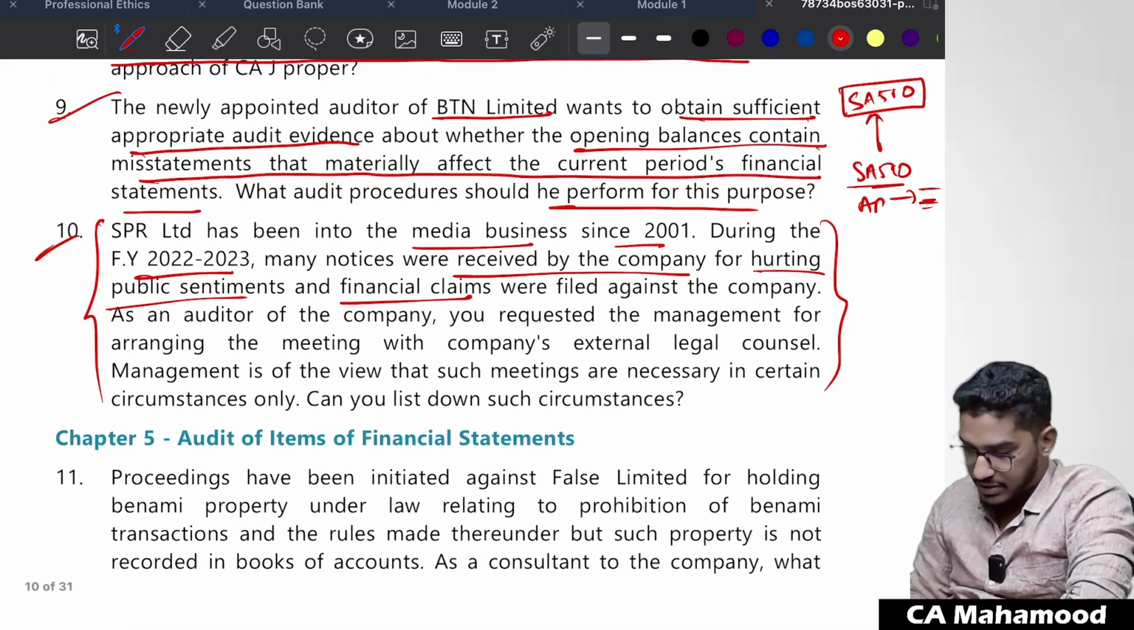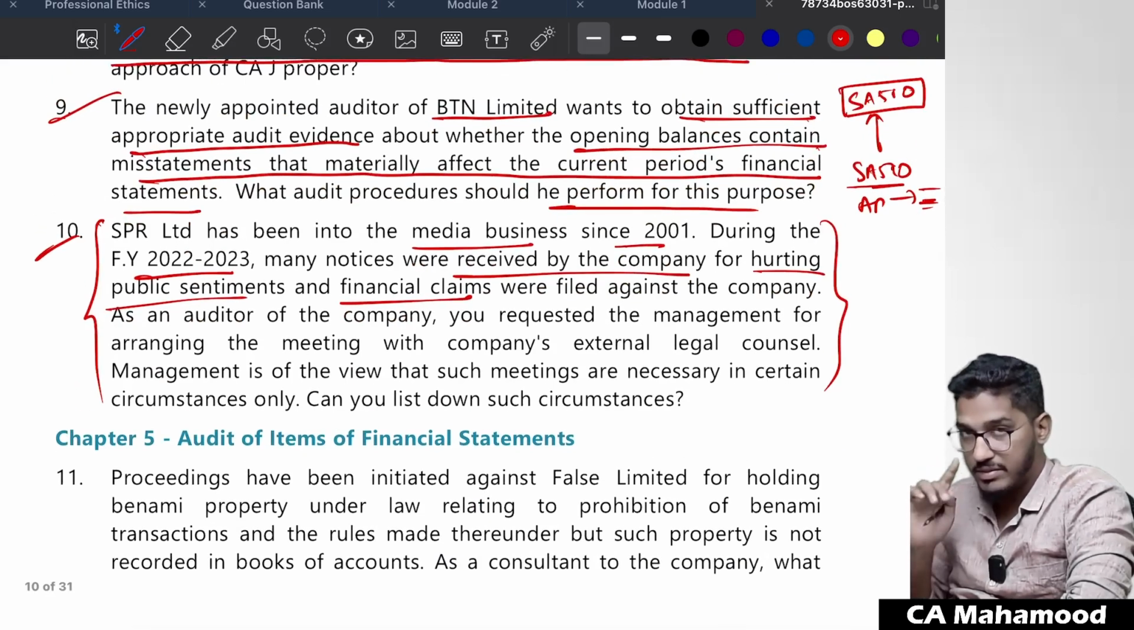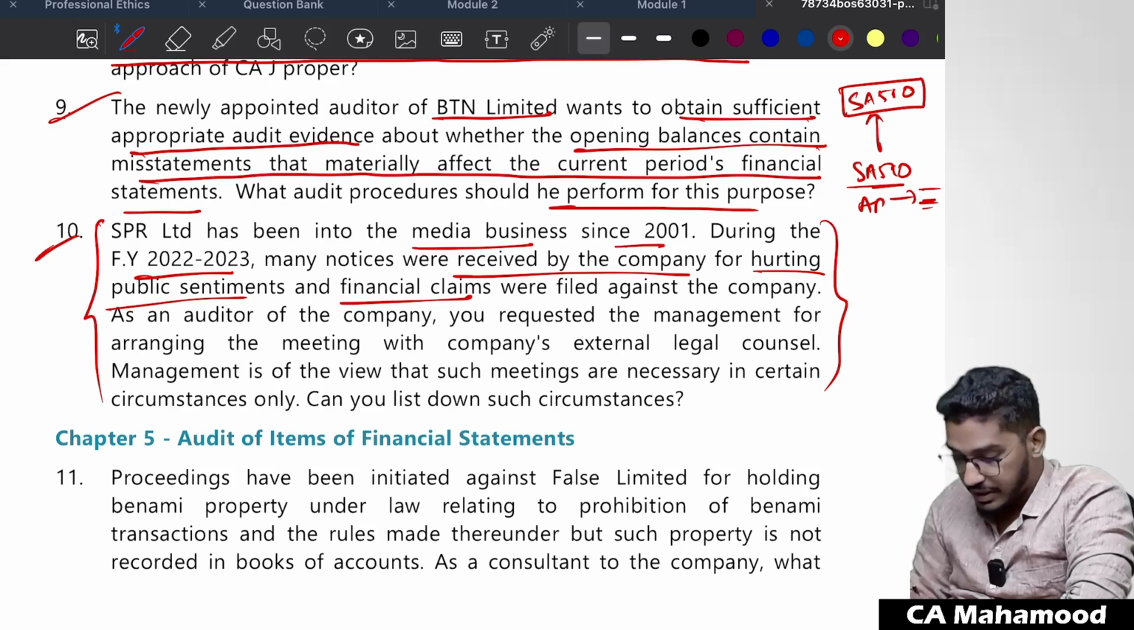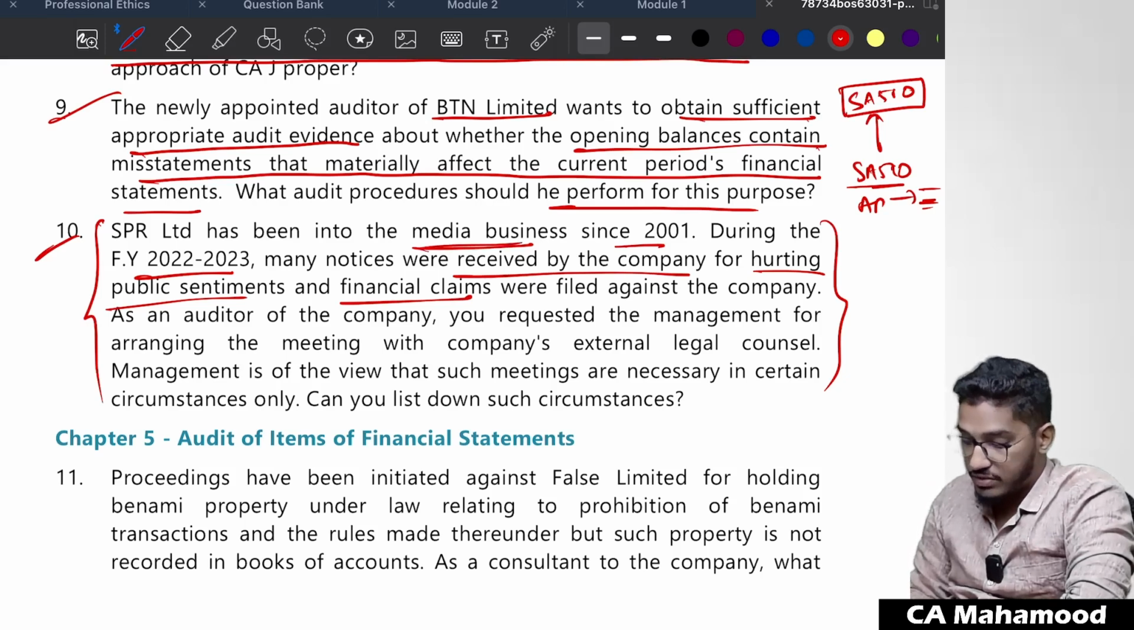Okay, so the material has actually been closed, but whatever it is, I will read it once again. The same question will be there in my material, but still I will read it.